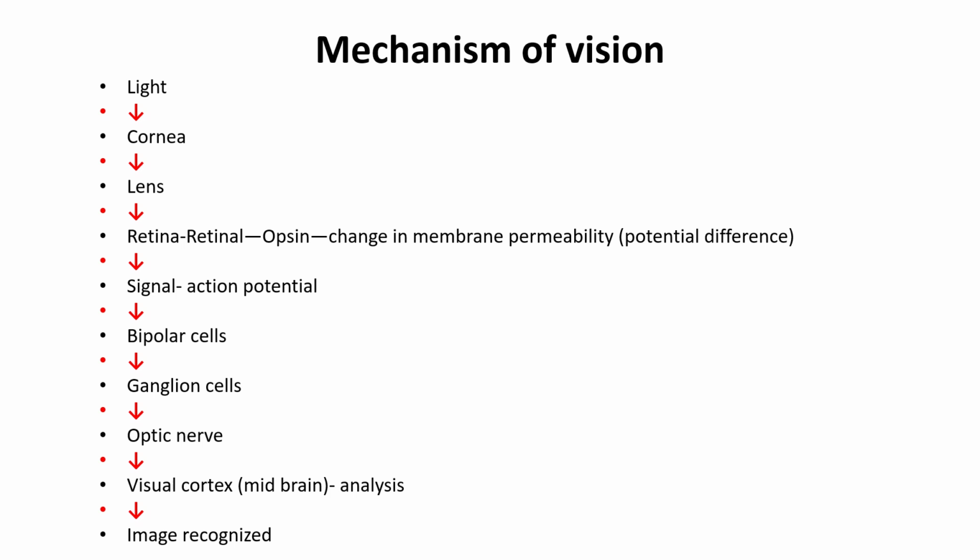Now let's see the mechanism of vision. Light falls on the cornea, then on the lens, then on the retina. The retina contains retinal opsin, which changes the membrane permeability, that is the potential difference. Then that signal produces an action potential, and it goes to the bipolar cells, then ganglion cells, and then to the optic nerve, and from the optic nerve it goes to the visual cortex for analysis, and the image is recognized and identified.